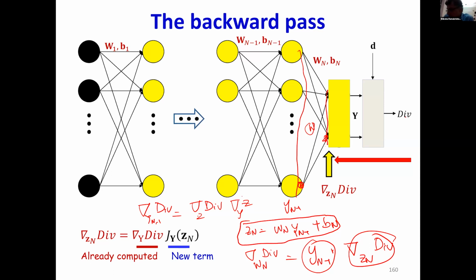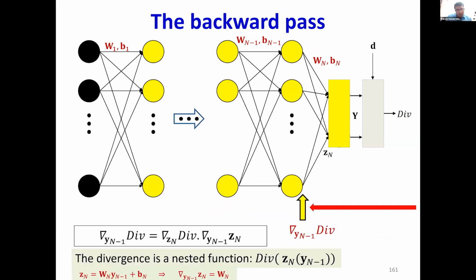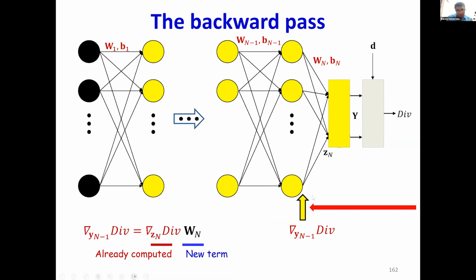Right, and then what is this term? What is the derivative of Z with respect to Y? W. Correct? Awesome. And so I can say that the derivative of the divergence with respect to this Y is the derivative of the divergence with respect to Z times the derivative of Z with respect to Y, which is simply W. And this was already computed. We just write multiplied by W. Correct? Everyone with me?